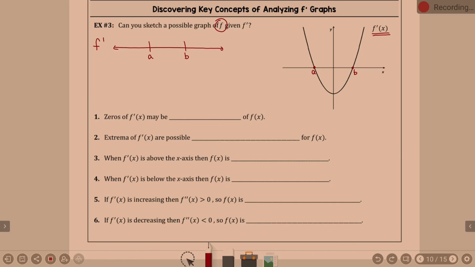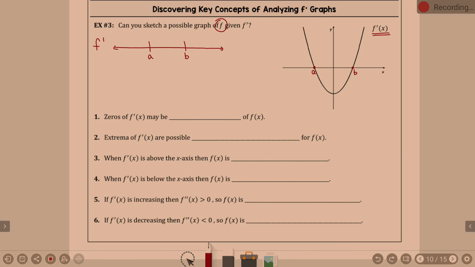Now, this is the derivative. Before you get to A, what do we know about the derivative before A? I don't want to know that it's decreasing. I want to know when is my derivative positive, when is my derivative negative. Positive from negative infinity to A. In other words, it's above.